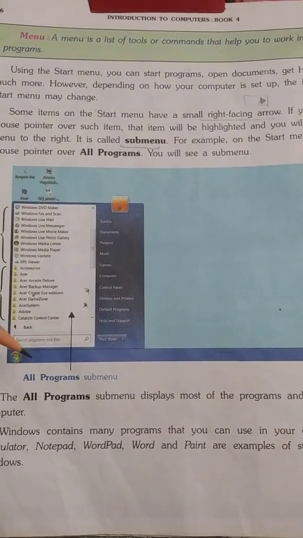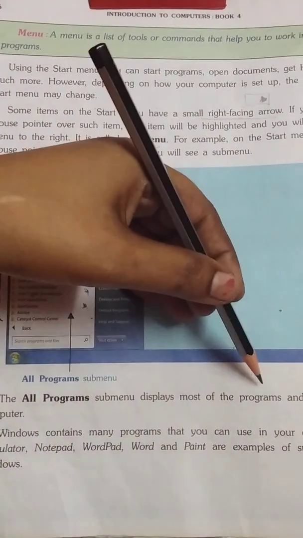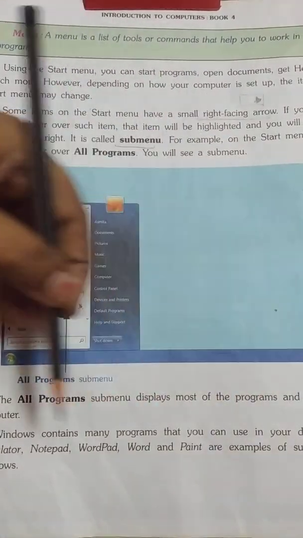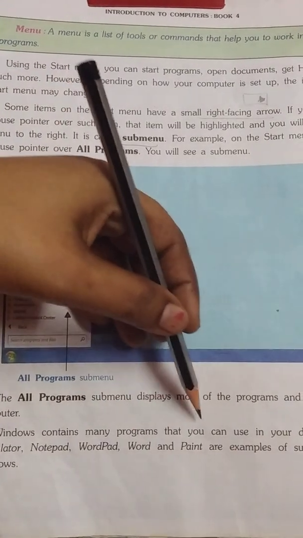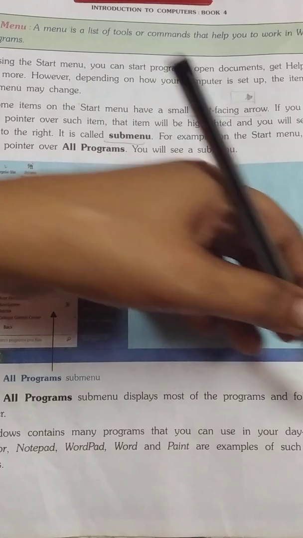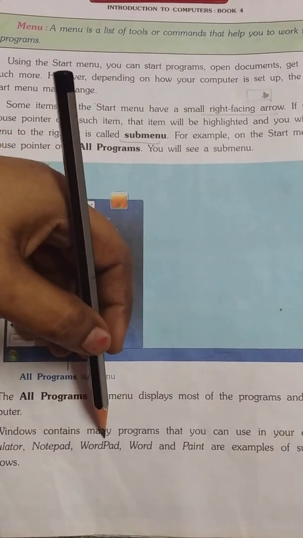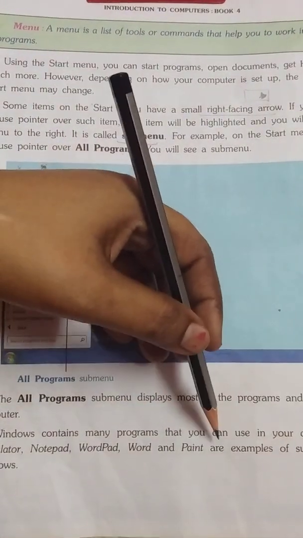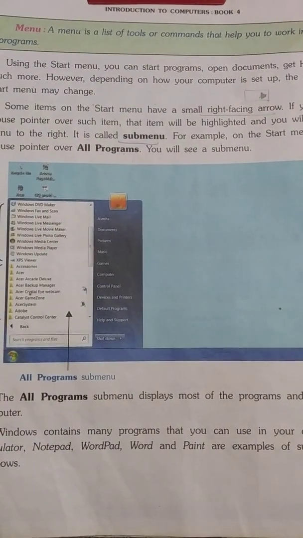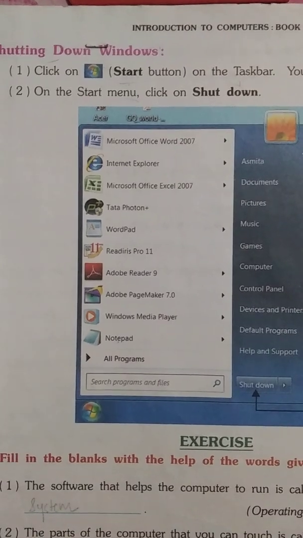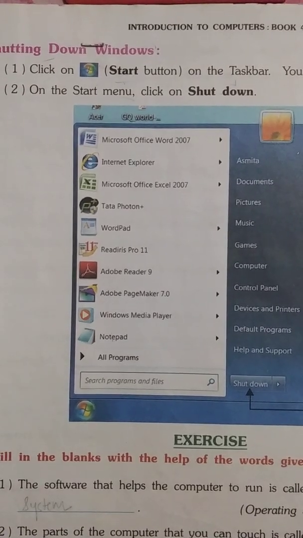All the programs submenu displays the programs and folders in your computer. Windows contains many programs that you can use in your day-to-day tasks. Calculator, Notepad, WordPad, Word, and Paint are examples of such program windows. Okay, so students, have you understood what you mean by menus?